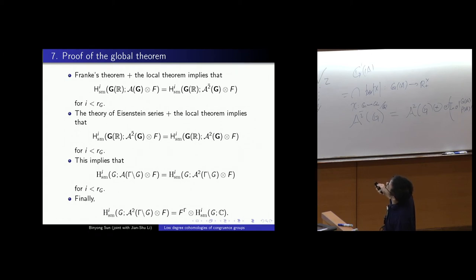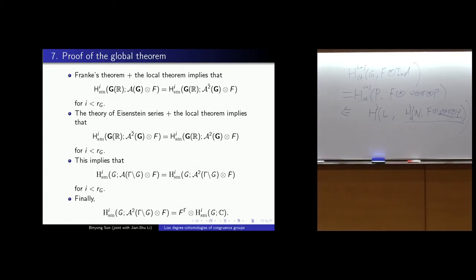Here we work in the adelic setting. But using these results in the adelic setting, we can get the result in the classical language. So this G is a real reductive group, and the smooth cohomology of this guy equals the smooth cohomology of the space of square integrable automorphic forms tensor with F. So at least at low degree, we can use just the square integrable global automorphic forms to calculate this cohomology.